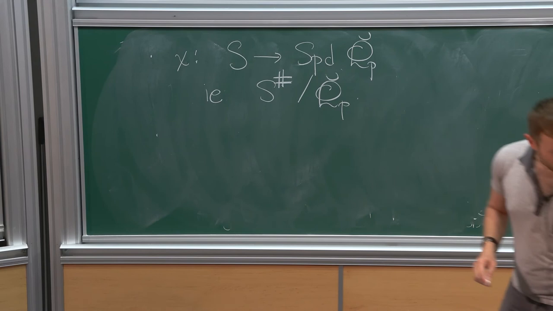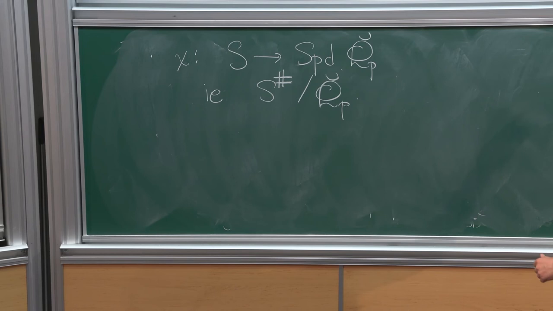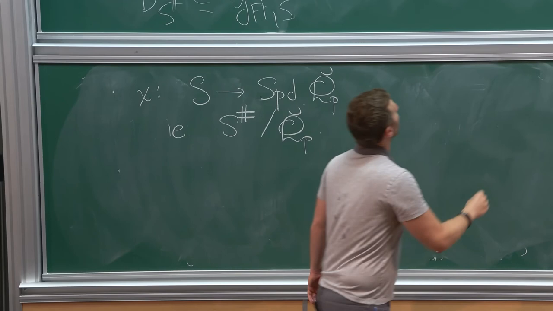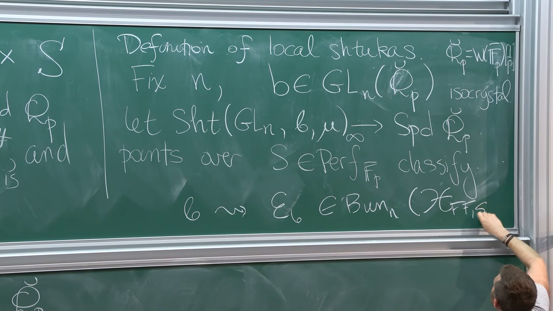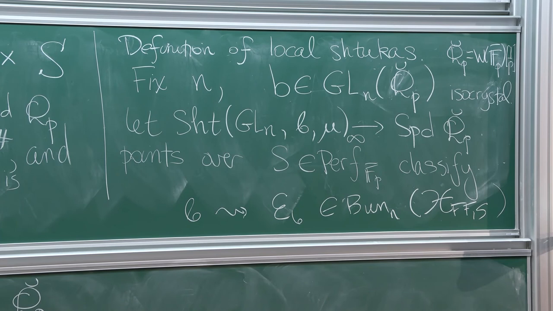The second piece of data would be a vector bundle. Well, I already have the vector bundle. It's going to be, well, the B gives me an E_B, which is a vector bundle of rank n on X, living over any base you like, including this base S. So since I've already specified what the vector bundle is, I can then move on to just the map.